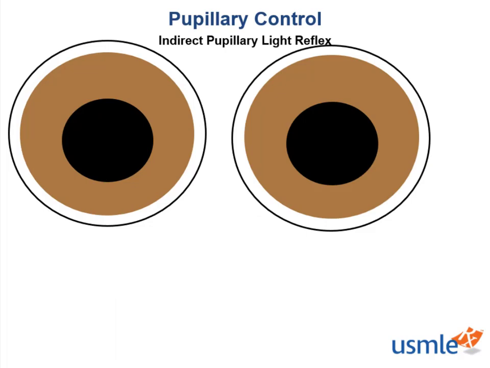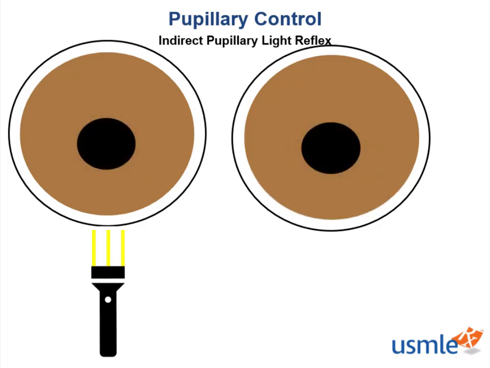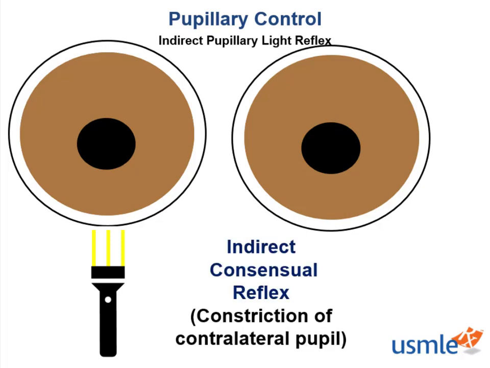Now, to test the indirect pupillary light reflex, we need to look at the opposite eye's pupil. That is, the eye that is not directly exposed to the light source. So when light is shown directly into one eye, this causes constriction of both pupils. And so, in reference to the eye that was not directly exposed to the light source, this demonstrates a normal, indirect, consensual light reflex, which is constriction of the contralateral pupil. It is called an indirect consensual reflex because the pupil constricted despite not being directly exposed to the light source.